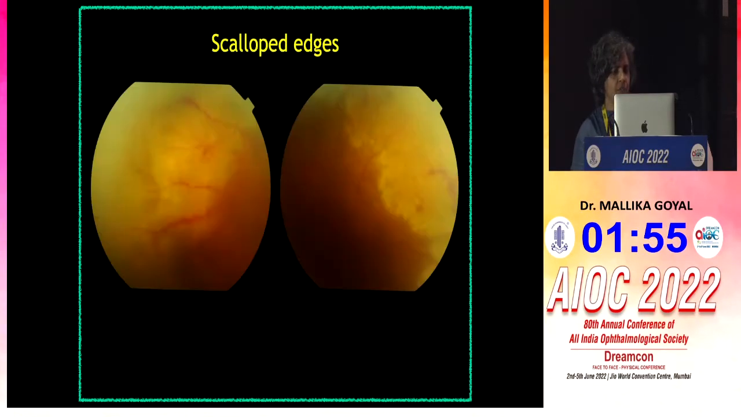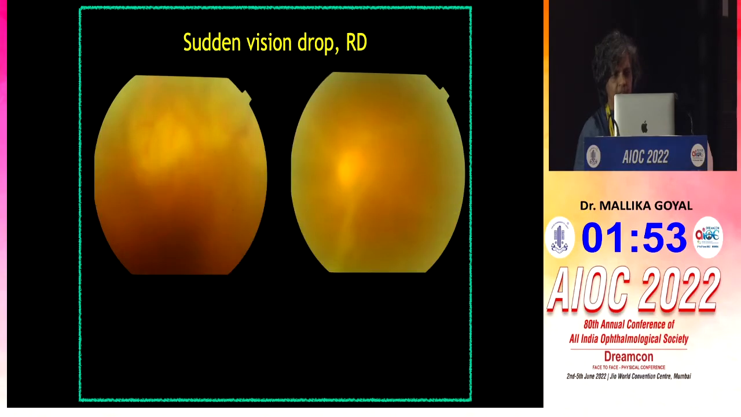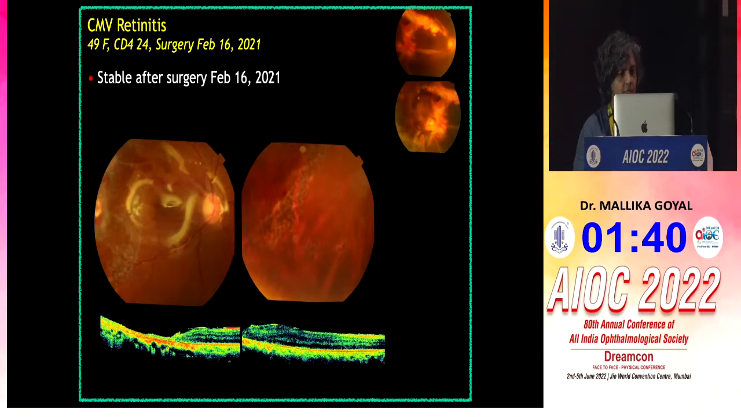ARN can also present with posterior retinitis along with peripheral retinitis, and when there is a sudden vision loss in a patient with ARN, you can understand that there is a very high chance he has developed a retinal detachment. But the media is usually hazy, the index of suspicion has to be high, and a B scan would give the diagnosis.